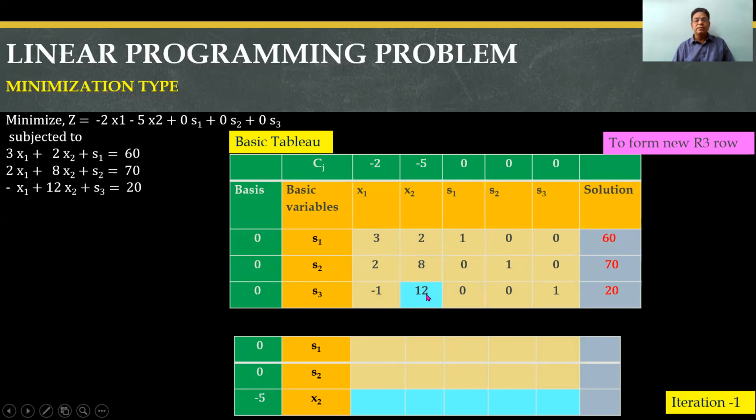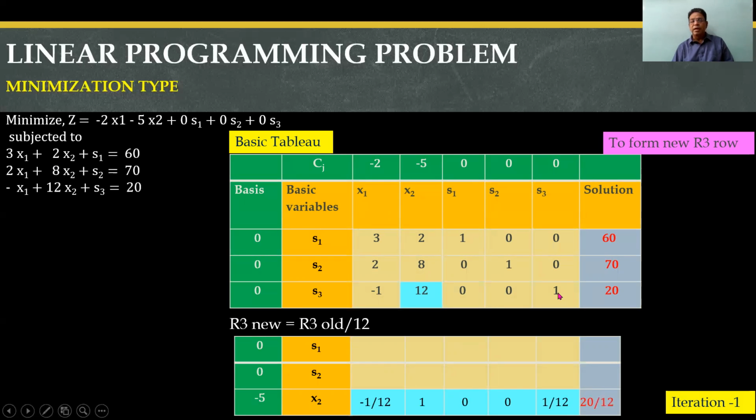Okay. Now to make this 12 as 1, we have to divide this entire row by 12. So 12 divided by 12 is equal to 1. So how will we do that? R3 new. This is called the new table, and this is called the old table. So R3 new equals R3 old divided by 12. So we are dividing the entire R3 old row by 12, such that in this new row we have -1 by 12, 12 by 12 that is equal to 1, 0 by 12 equal to 0, 0 by 12 equal to 0, and 1 by 12 equal to 1 by 12, and this 20 by 12 as it is.